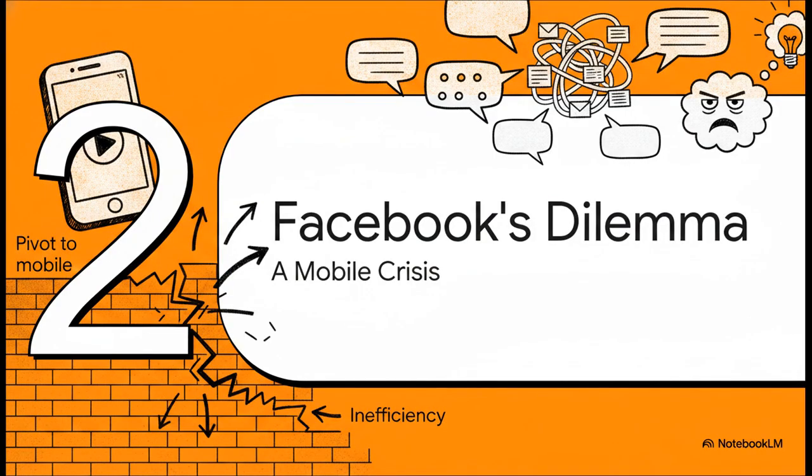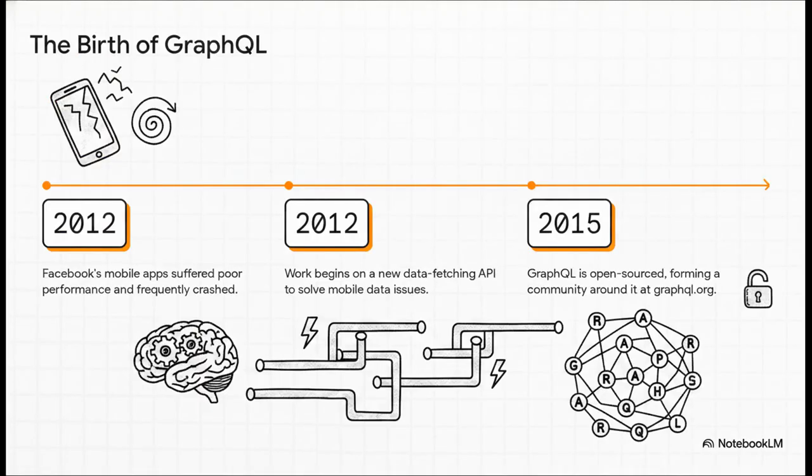Now, this inefficiency wasn't just some small annoyance. Back in the early 2010s, it was causing a massive headache for one of the biggest tech companies in the world. As Facebook was making its huge pivot to mobile, they ran smack into a wall. So picture this. It's 2012. Facebook's brand new mobile apps are slow, they're clunky, and they're crashing all the time. The culprit? Their own APIs. Trying to pull together all the data for the newsfeed, posts, comments, likes, user profiles, required tons of separate requests, and making all those round trips over slow, spotty mobile connections was absolutely brutal.